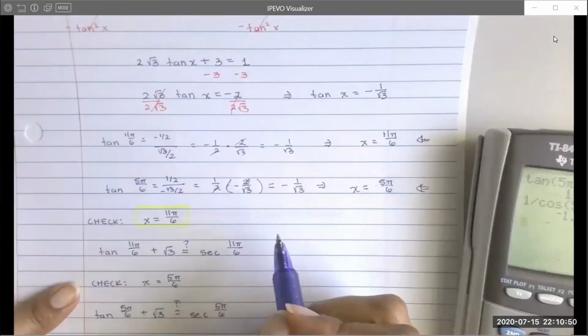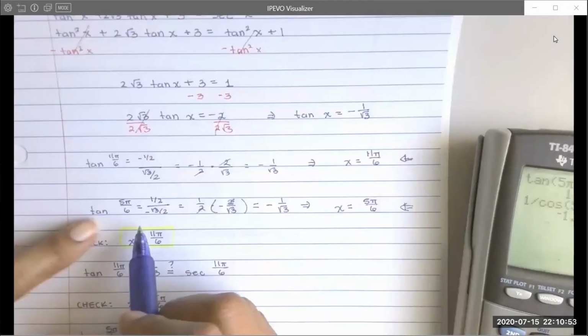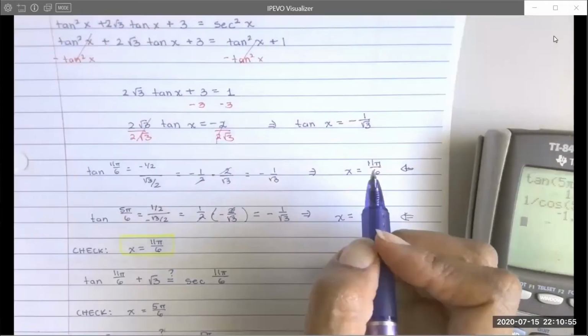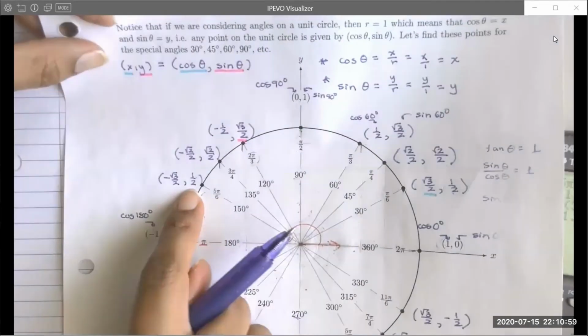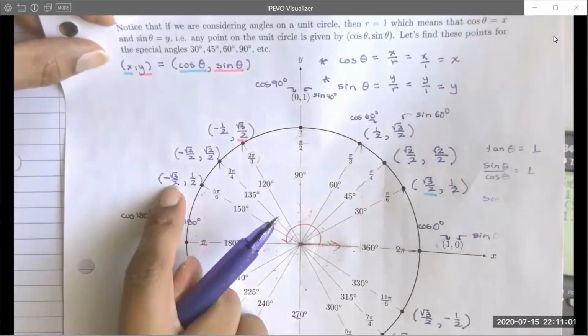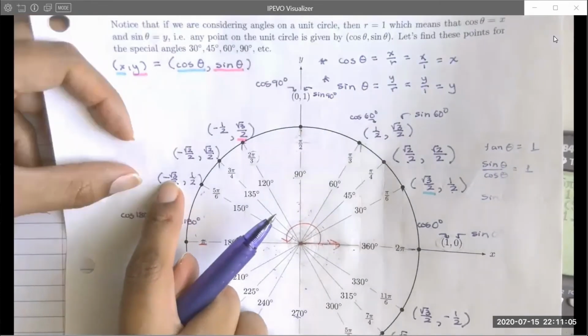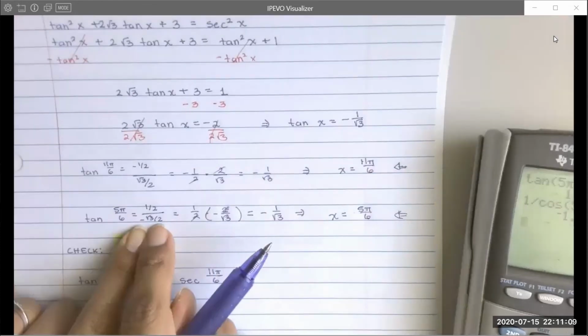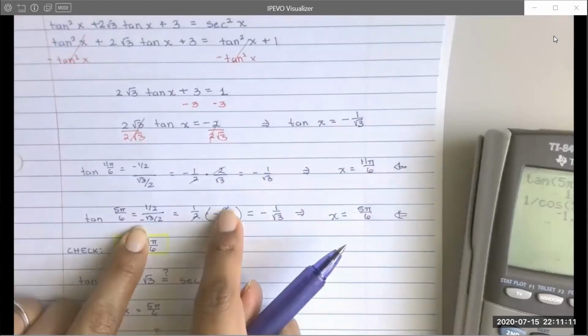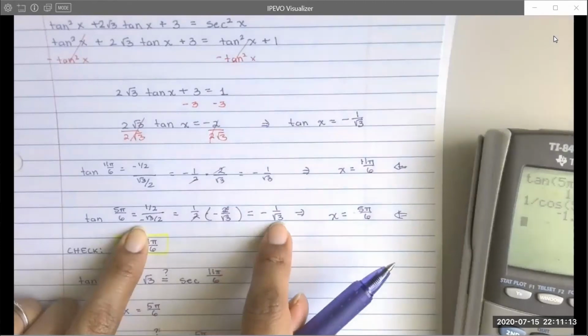Let's see. So at 5 pi over 6, my tangent is this 1/2 over negative radical 3 over 2. So that's what we did here. We have a 1/2, flip the denominator, and we do get that negative radical 3.